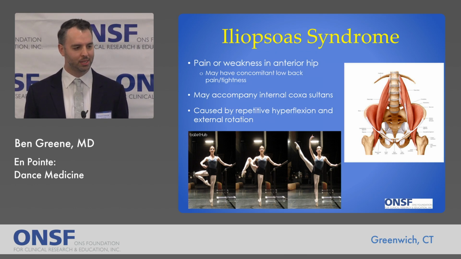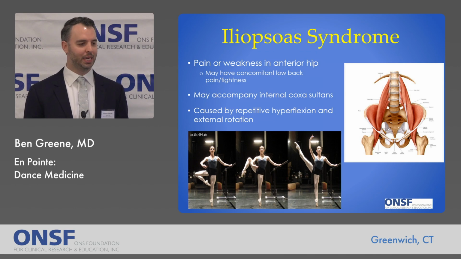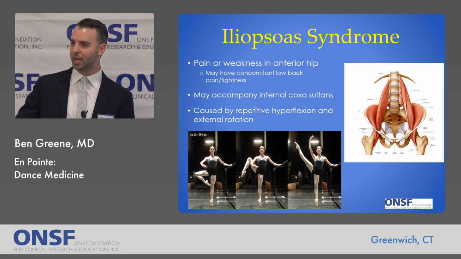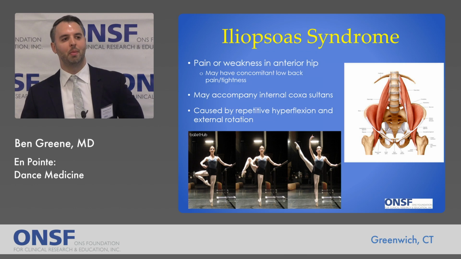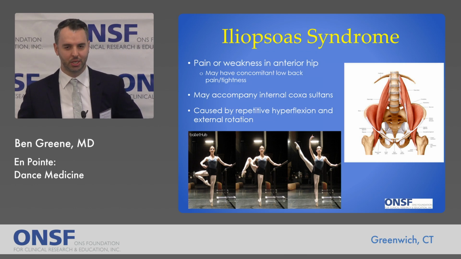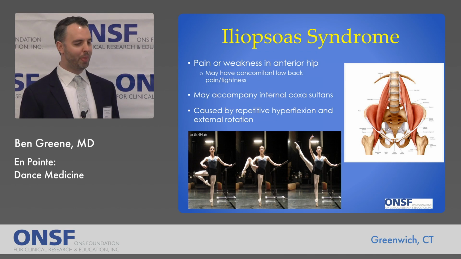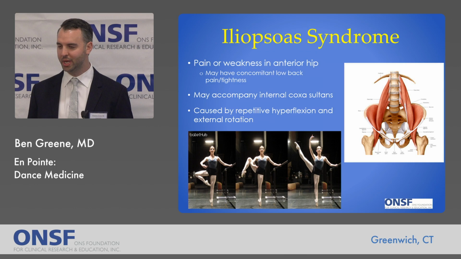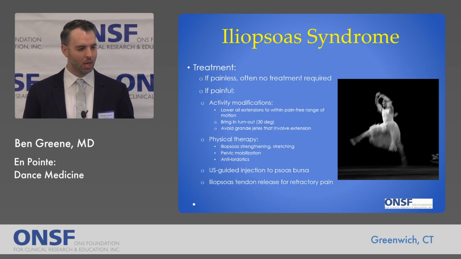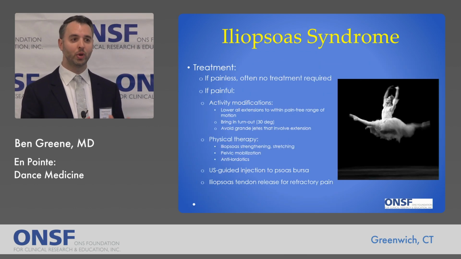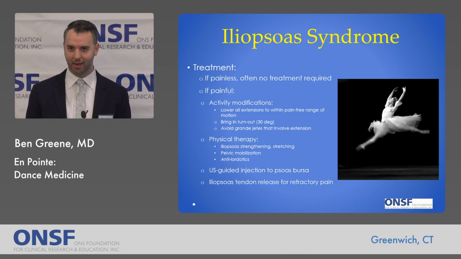known as iliopsoas syndrome. So what's seen is there's a pain or weakness in the anterior hip, and because the iliopsoas comes from the union of two different muscle groups, one that originates at the lumbar spine, you will often have concomitant low back pain accompanying that anterior hip pain. So this is often caused by repetitive hyperflexion and external rotation of the hip. And as I said, if it's painless, reassurance is all that's needed, and come back if it's painful.